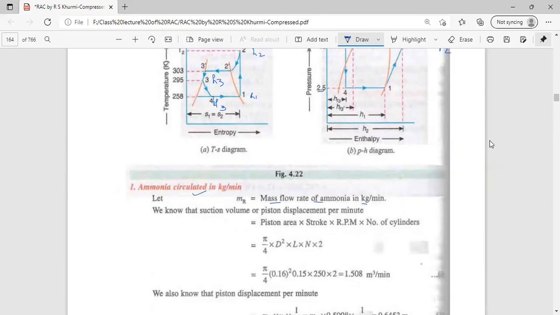The suction volume of the piston per minute is given. We can calculate from our given data the piston area, that is pi by 4 d square. D should be converted into meters. Stroke length is converted into meters, and RPM, the movement per minute, and the number of cylinders is 2. So if you put all the respective values which are given, you'll get the suction volume or piston displacement volume per minute as 1.508 cubic meter per minute.